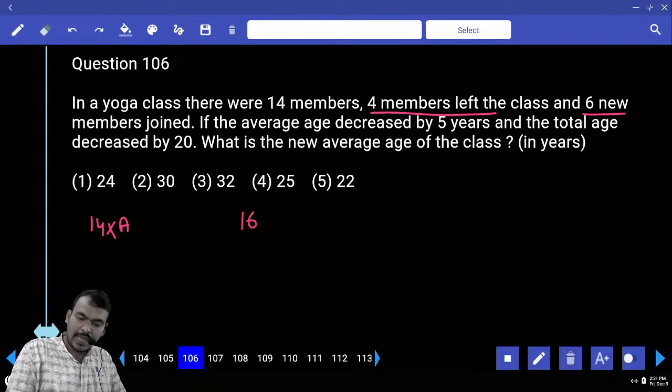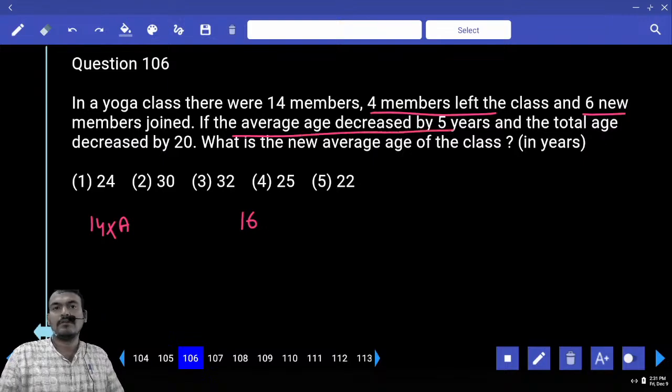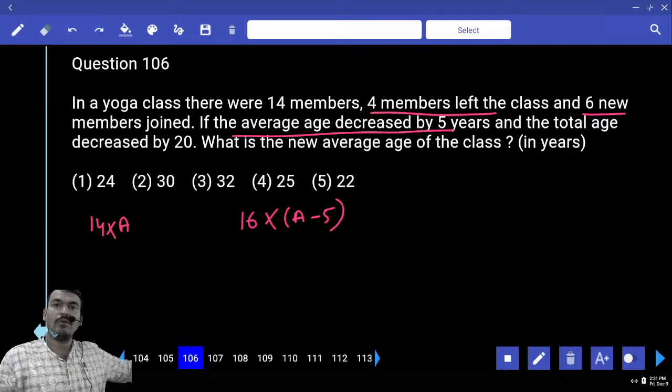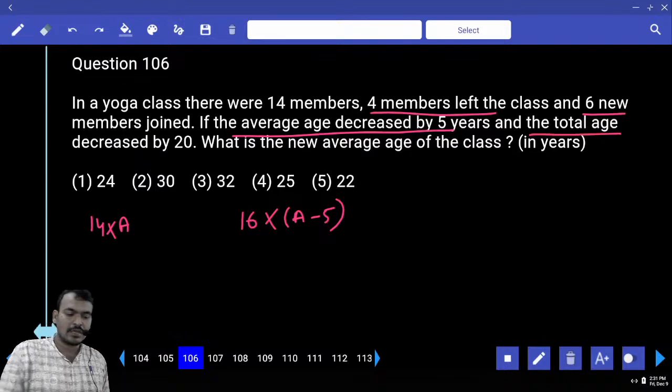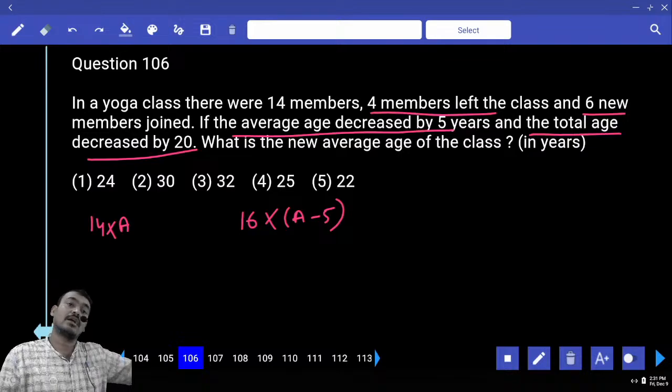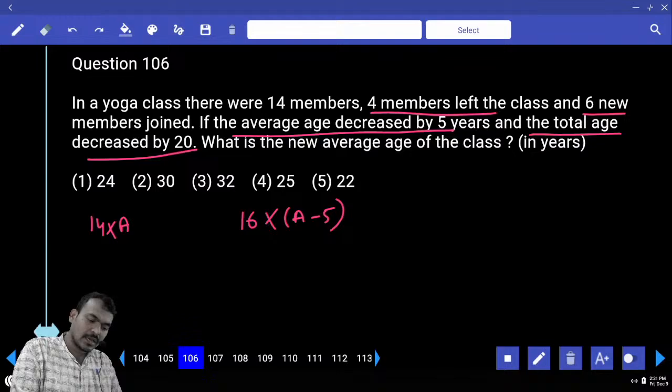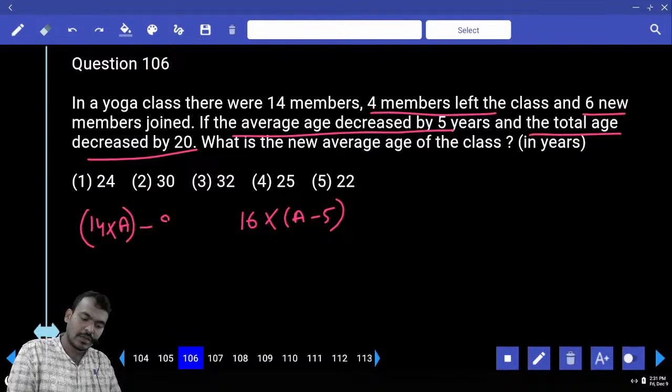Okay. But the average age is decreased by how many years? 5 years. What is the original average? A. The new average? A minus 5 or A plus 5? A minus 5, or not? 14 into A, how many persons' sum? 14 persons. 16 into (A minus 5), 16 persons' sum. And one more, the total age is decreased by how many years? 20 years. Total age decreased means compared to the original total age, how many years decreased? 20 years. Means compared to 14A, how much value is decreased?